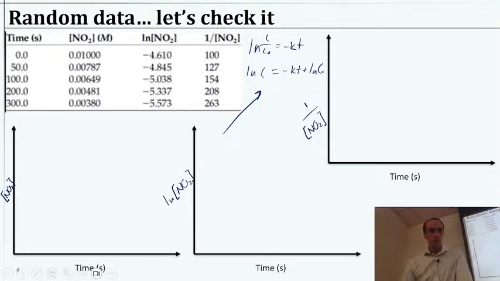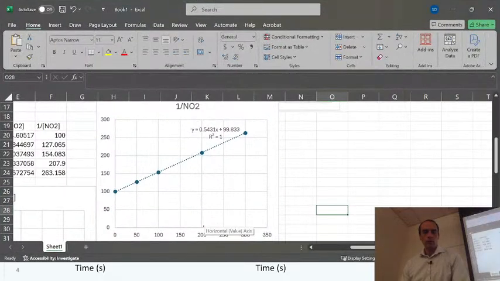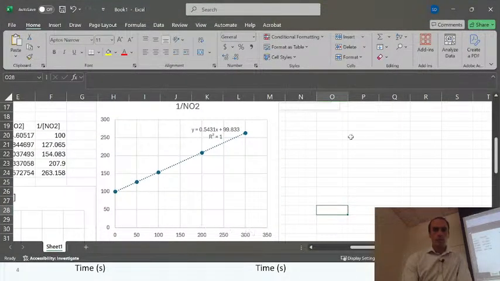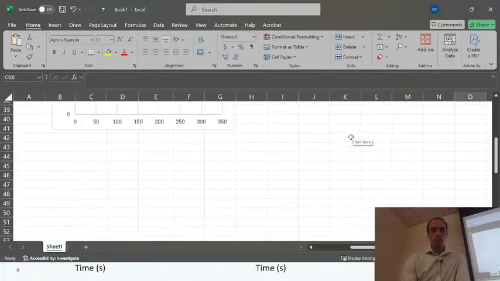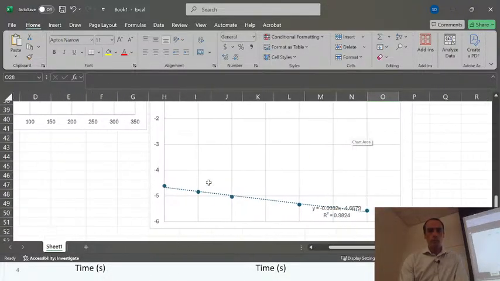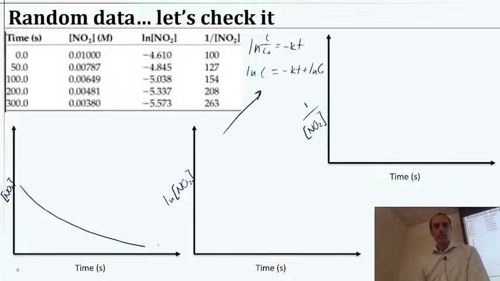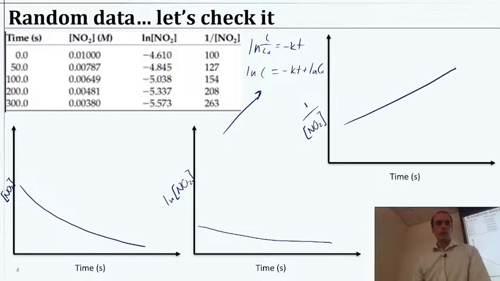Okay, so just for the sake of the notes, this one kind of looked something like this. This guy looked fairly linear, but maybe slightly curved. And this guy looked something like that.